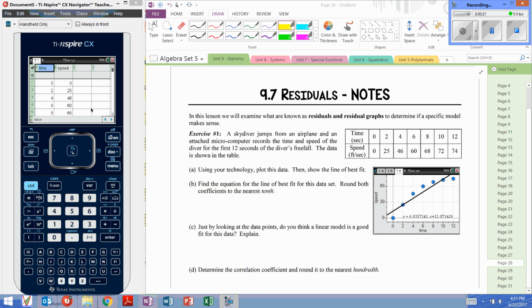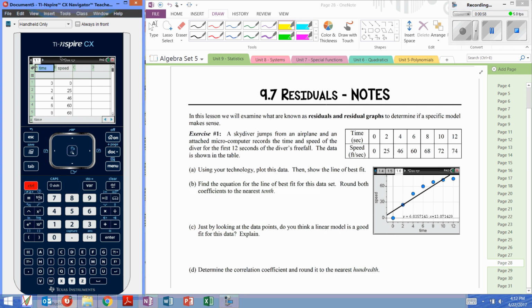So in exercise number 1, we have a skydiver who's jumping from an airplane, and an attached microcomputer is recording the time and speed of the diver for the first 12 seconds of their free fall, and it looks like it's recording it every 2 seconds. For part A, it says using your own technology, let's plot this data. As you can see on my calculator, I have already typed in my data. If you haven't done that, which you probably haven't, just pause the video now and go ahead and type in your data.